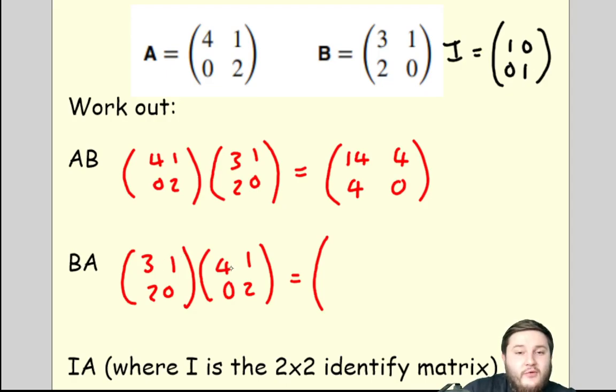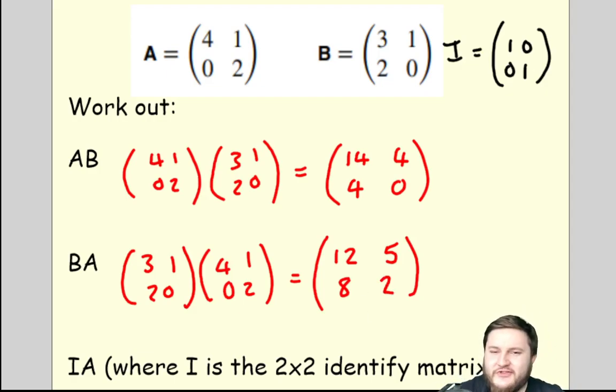So 3 times 4, which is 12, plus 1 times 0, which is 0, so that's going to give us 12. Then 3 times 1, which is 3, plus 1 times 2, which is 2, so 3 plus 2 is 5. 2 times 4 is 8, plus 0 times 0, which is 0, so that's just going to be 8. 2 times 1 is 2, plus 0 times 2, which is 0, so that's just going to be 2.